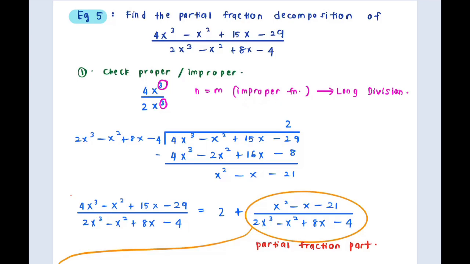So since this is an improper function, you cannot do partial fraction decomposition straight away. You must do the long division first, okay? So when we do long division, we can see that your quotient is 2 and your remainder is x squared minus x minus 21.